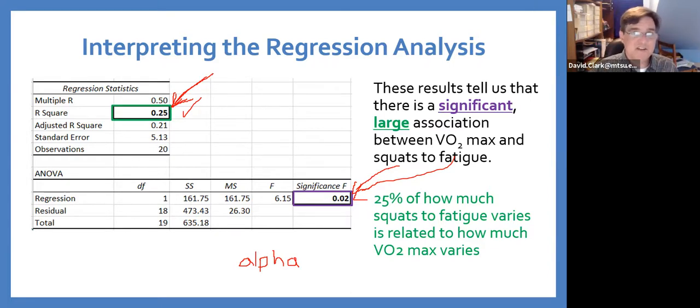So if it's less than the alpha, then that means the results you got had a 95% chance of not happening strictly by chance or by random. Remember, you're going to get the results no matter what. You just want to know what the odds are that this happened by accident. Okay.